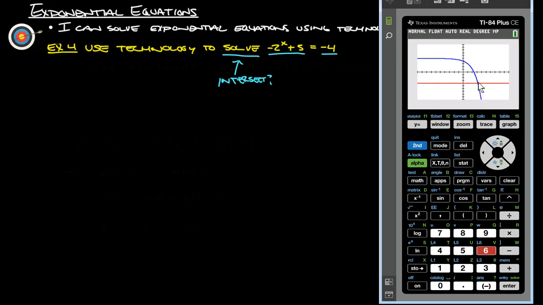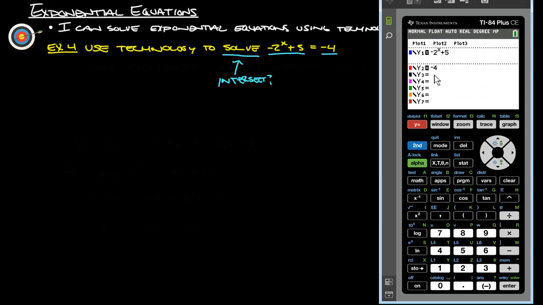To find that intersection point, we are simply going to do second, and then calculate, which is the trace button. And then we're going to go down to number 5 where it says intersect. Where do these things intersect with each other? So we push enter. Now it's going to ask you a series of questions. Is this the first curve that you want to find the intersection between? Yes. In theory, you could have a whole bunch of different graphs in here, so they want to know which two you want to find the intersection of.